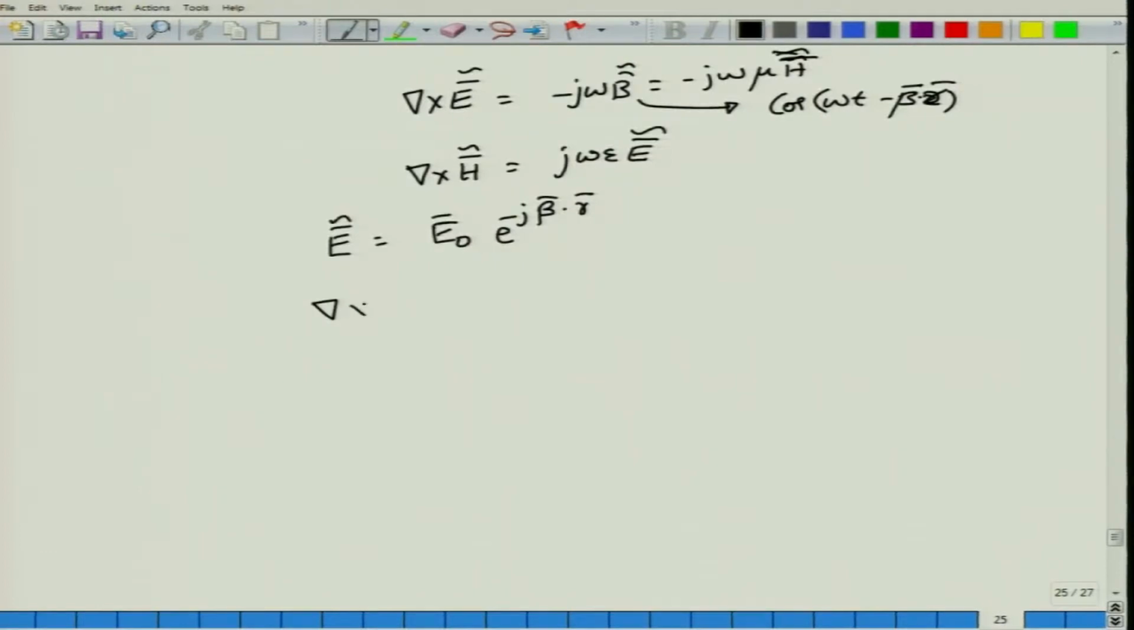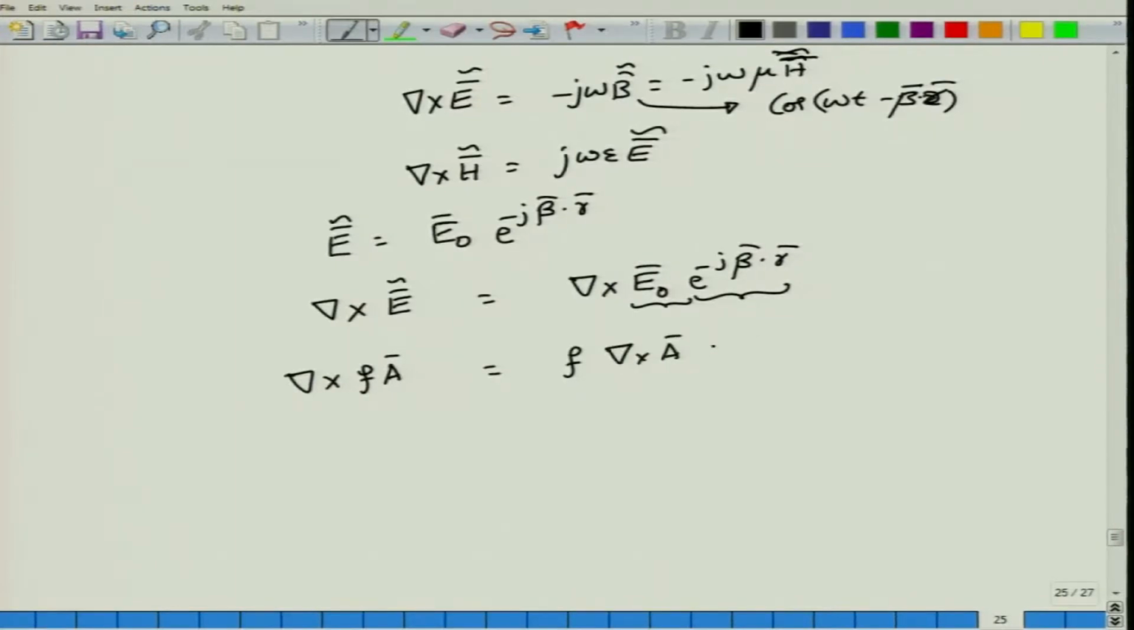So if I consider del cross E, this will be equal to del cross E0 e power minus j beta dot r. So now I am looking at one scalar multiplying a vector, and then I am taking the curl of this entire thing. So I am looking at a scalar f times the vector A. What is the curl of f A? If I remember it correctly, the corresponding identity will be f del cross A plus A times gradient of f, or A cross gradient of f?